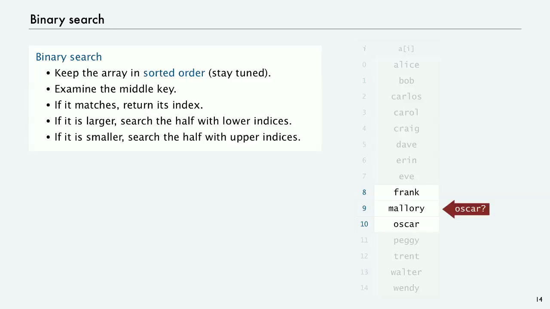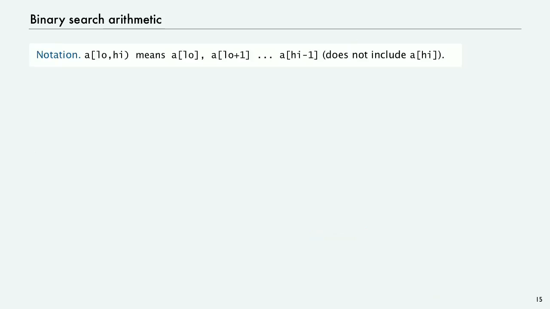And again, Oscar, it's not Mallory, so we know it has to be bigger. And eventually we get down to where we find our key, or we get to an array of size 1 that's not equal, and we know that our key's not there. One of the two must be true. So in this case, we found a match, we return 10. That's binary search. So it takes a little bit of arithmetic.